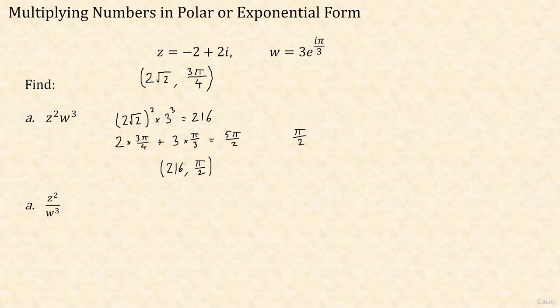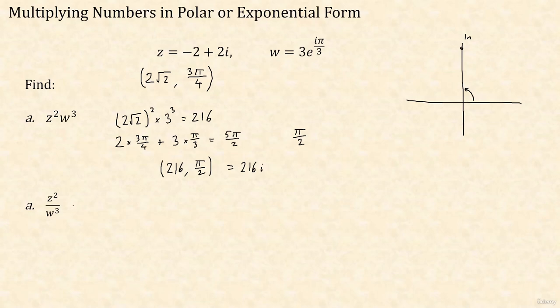Now in this case, we might actually want to work out what this actually is in a more straightforward form, because an argument of pi over 2 simply means that it's up on the imaginary axis, and if it's got a modulus of 216, it actually means it just is 216i. So that is the number. There's no real part to that.